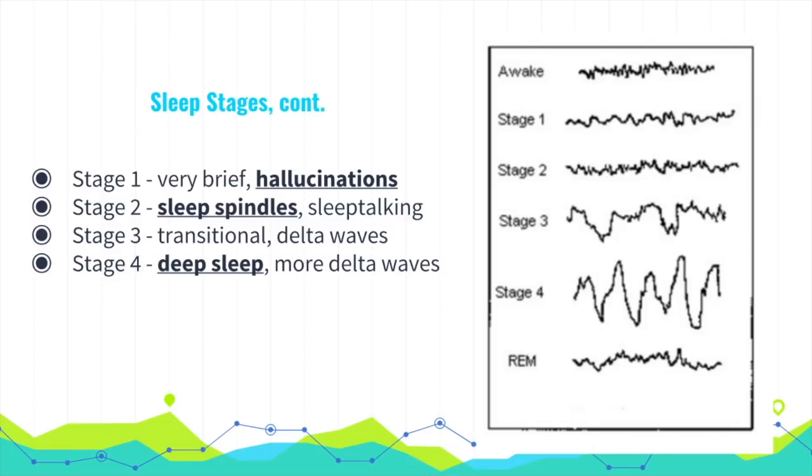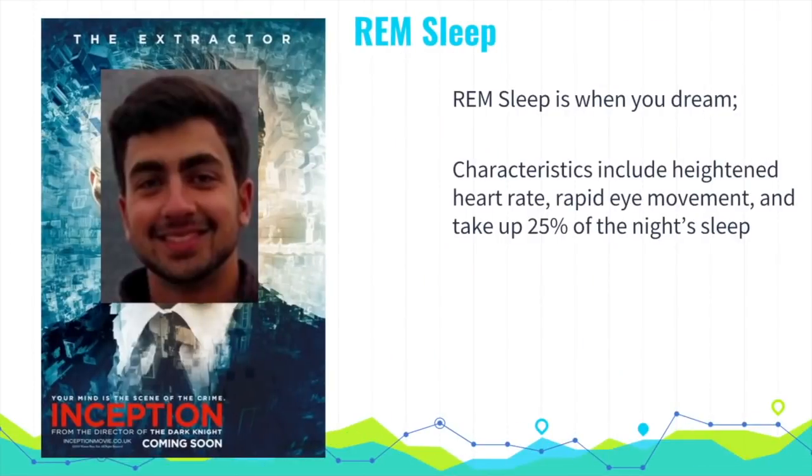Very interesting. Now I'm going to cover more about one particular thing that Abe touched on, which is REM sleep. Now, as you can see in the graph or the chart in this slide, REM sleep most resembles stage 1, and that's because it's a bit of an outlier to the neat stages that Abe just laid out. REM sleep is basically when you dream, and its characteristics include heightened heart rate, rapid eye movement, and it takes up to around 25% of your night's sleep.